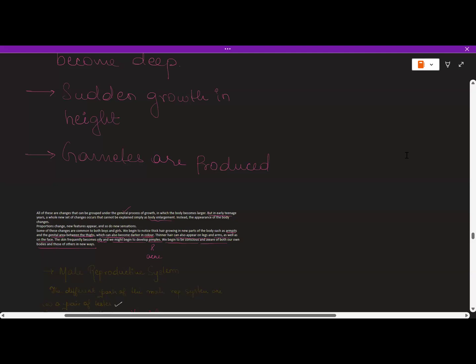Are located outside the abdominal cavity. Why? Achha, okay.